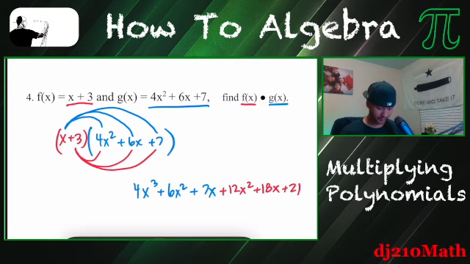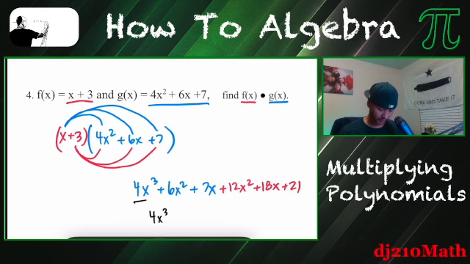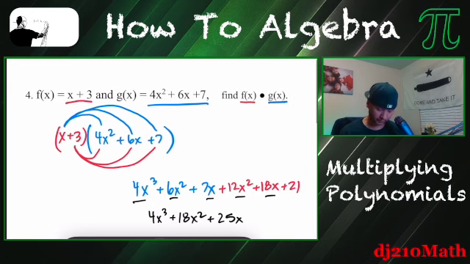All right, combining things that are alike. There's only one x cubed term. So 4x cubed. X squared, we have 2. 6 plus 12, 18 x squared. Single x's. So 18 plus 7, 25x. And then the constant, 21. All right. So that's all for when they give you the polynomials.